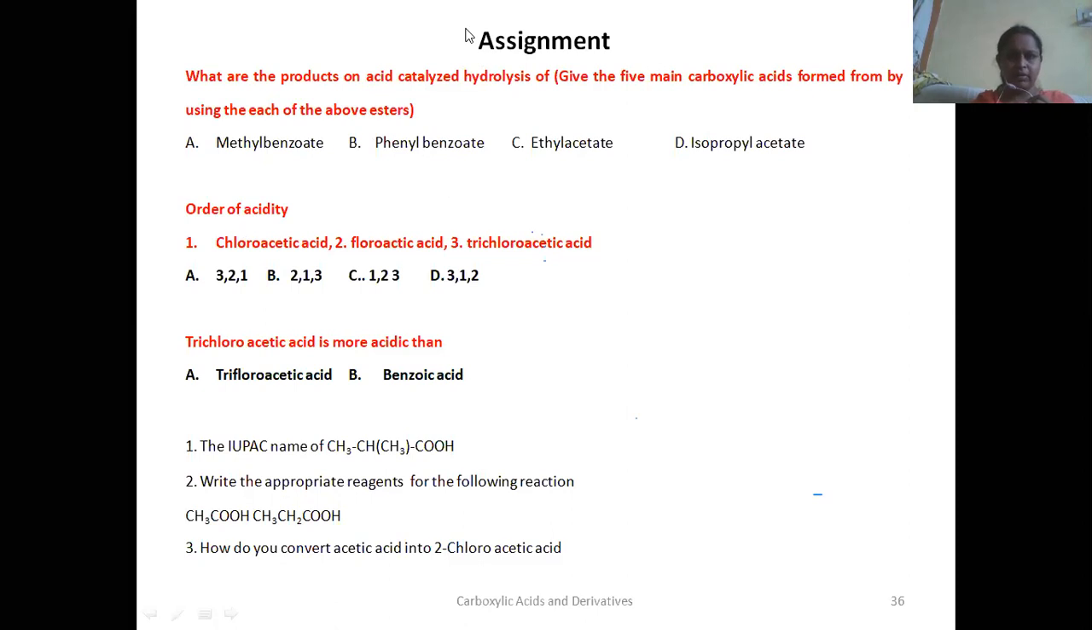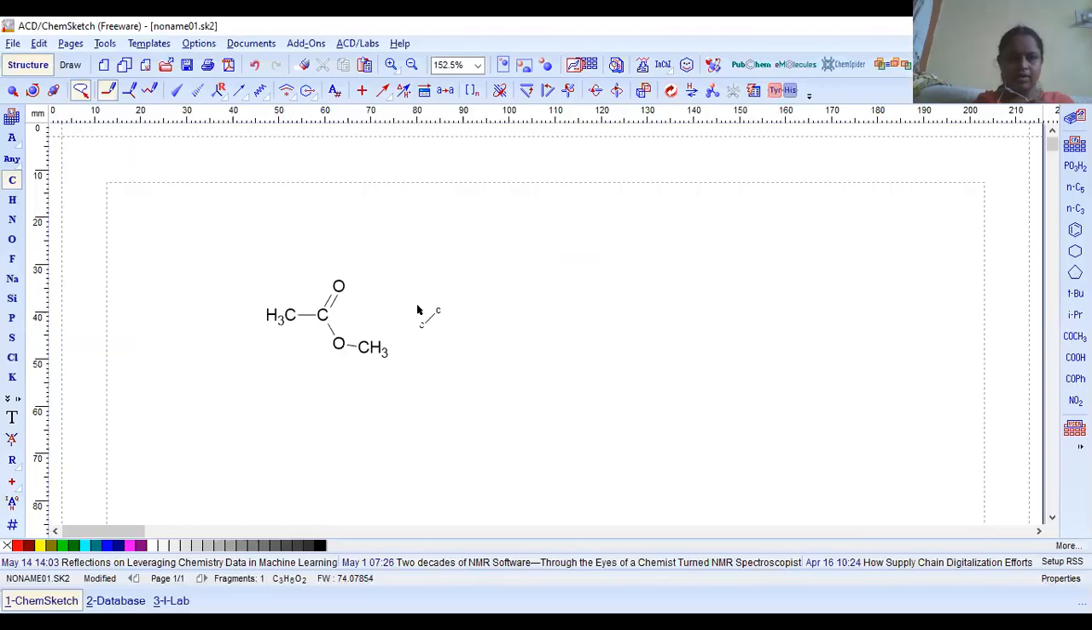Methyl benzoate, let me take, okay, how you have to do. I'll show it. See, this is methyl benzoate. So methyl benzoate, how do you name this? That is a common name. Methyl, it is here. Meaning what is the benzoate? It means it is derived from benzoic acid.